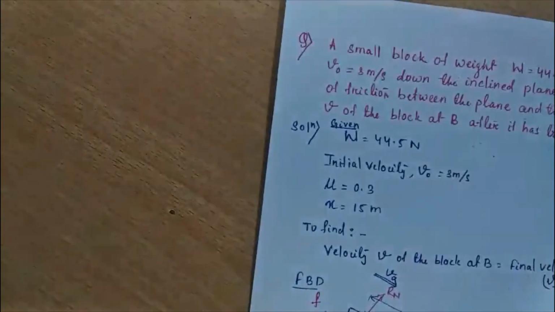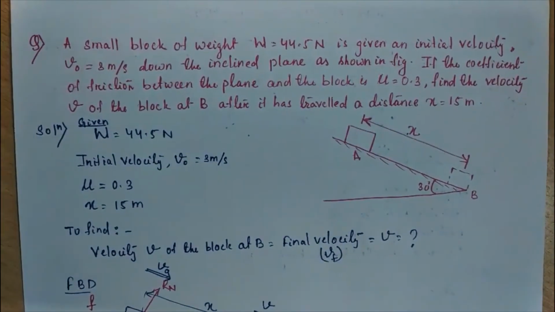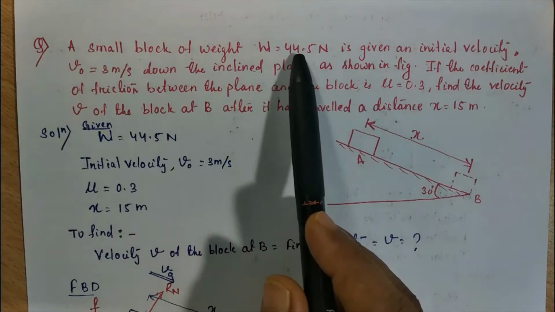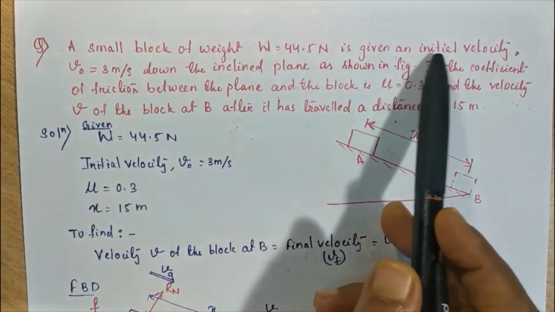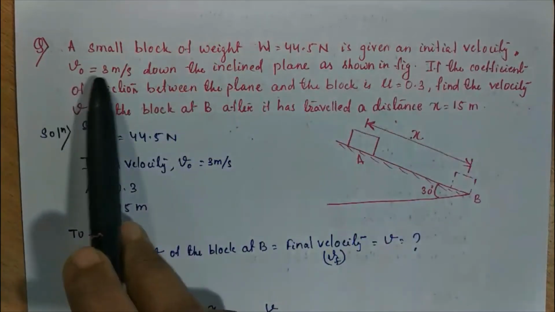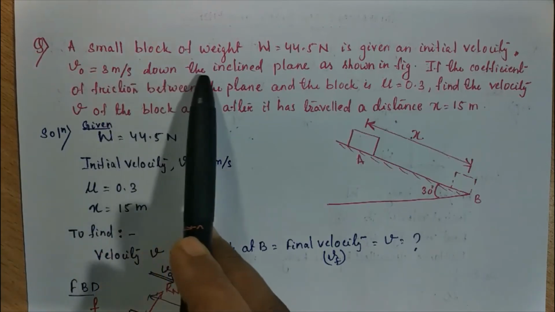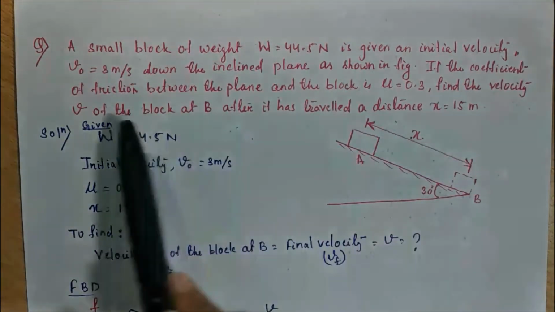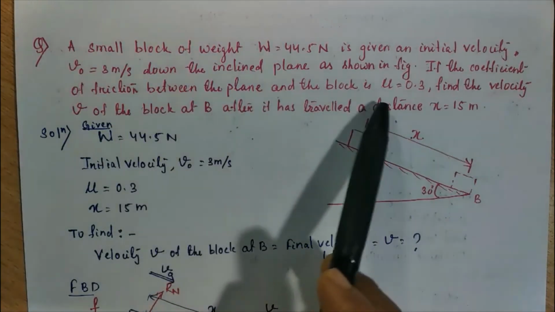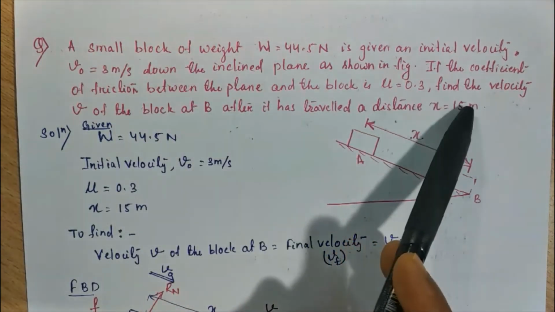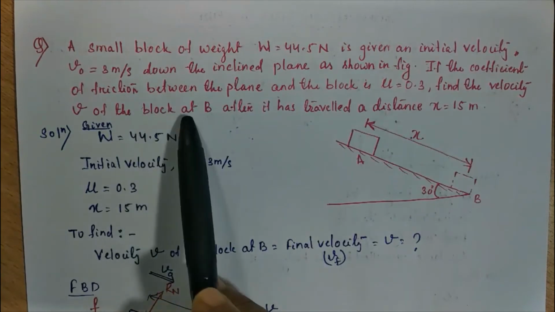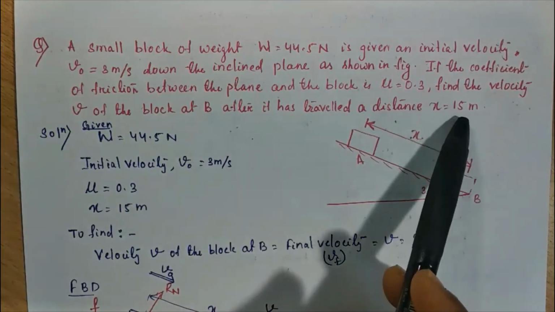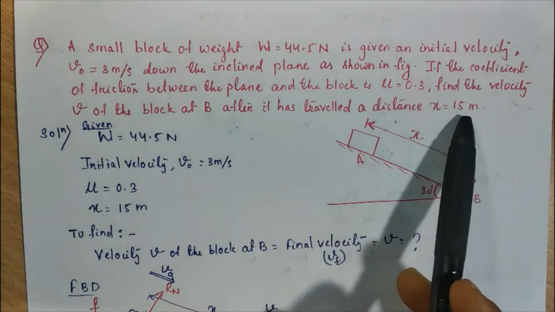So coming to the next question. A small block of weight W equal to 44.5 Newton is given an initial velocity V naught equal to 3 meter per second down the inclined plane as shown in figure. If the coefficient of friction between the plane and the block is mu equal to 0.3, find the velocity V of the block at B after it has travelled a distance of x equal to 15 meter.